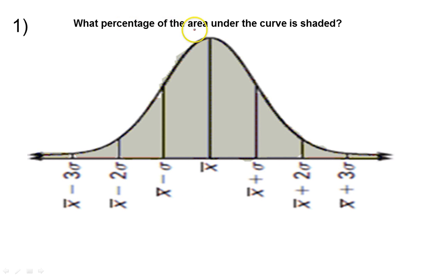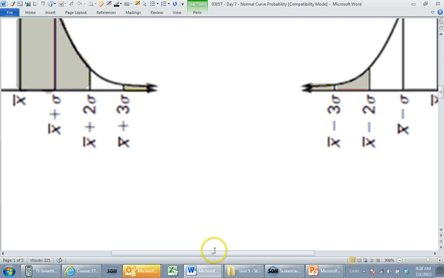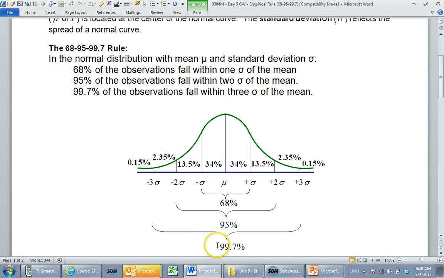Alright, what percentage of the area under the curve is shaded? Well, on this one, the entire thing is shaded. So that is obviously 100% of the data. Look, real quick, here in the middle we have the mean. When we learned about the empirical rule before, I wrote it like this. So there is the mean.